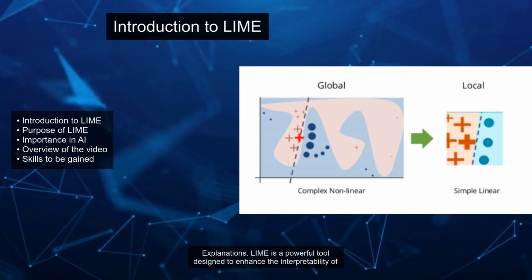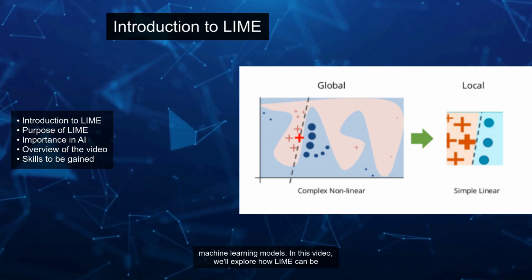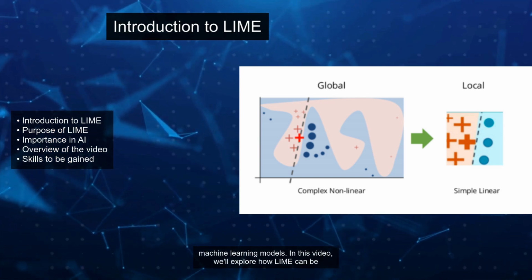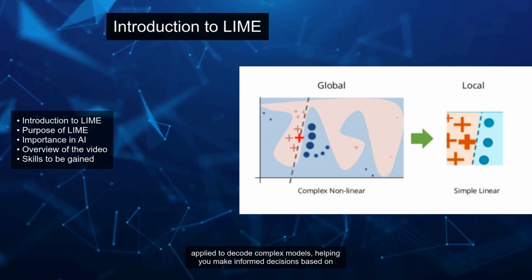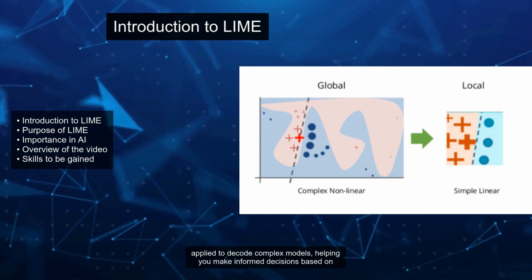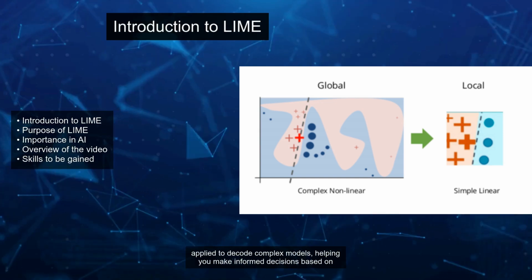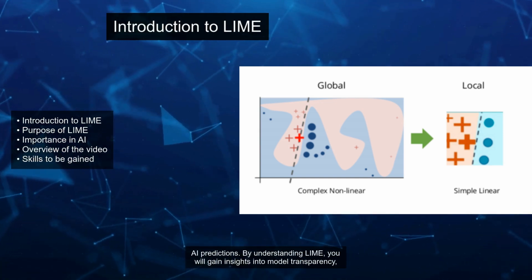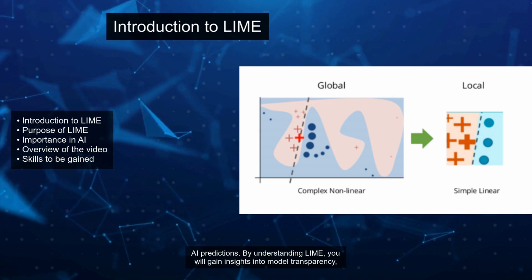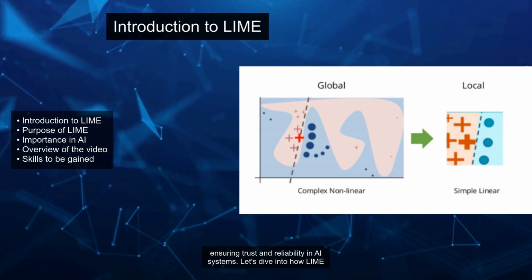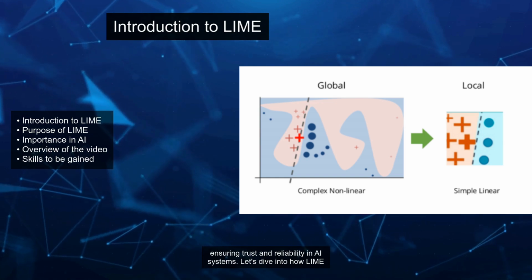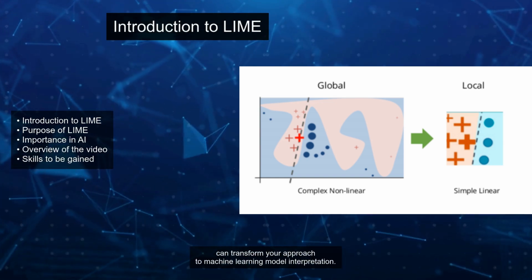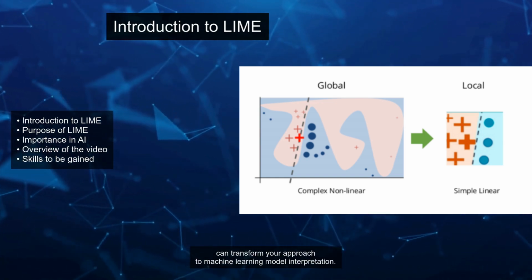LIME is a powerful tool designed to enhance the interpretability of machine learning models. In this video, we'll explore how LIME can be applied to decode complex models, helping you make informed decisions based on AI predictions. By understanding LIME, you will gain insights into model transparency, ensuring trust and reliability in AI systems. Let's dive into how LIME can transform your approach to machine learning model interpretation.